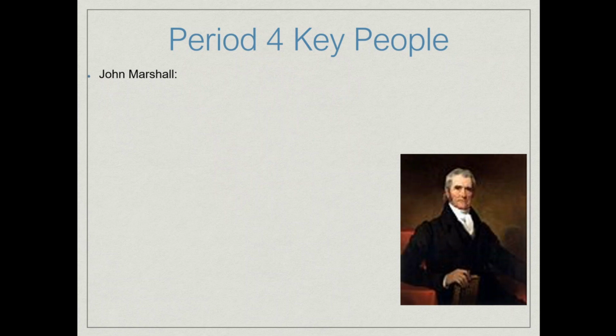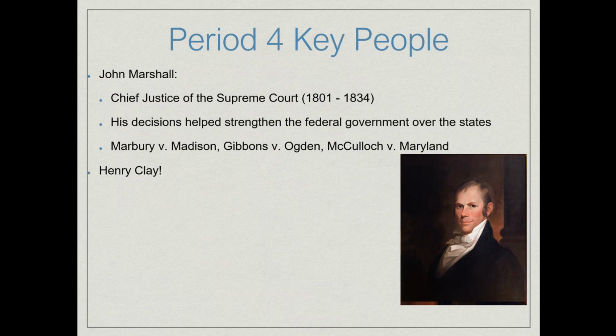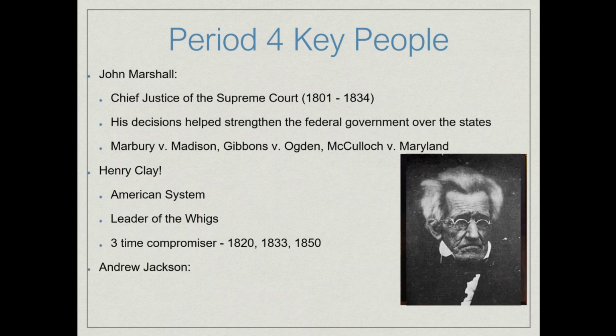Here's some of the key people you should know from this unit, kiddos. We have John Marshall. He was the Chief Justice of the Supreme Court. His decisions will strengthen the power of the federal government over the states. Marbury v. Madison, Gibbons v. Ogden, McCulloch v. Maryland. Henry Clay! He did the American System. Leader of the Whigs. He did the Missouri Compromise and the Compromise Tariff of 1833 and the Compromise of 1850 later on, the Great Compromiser.